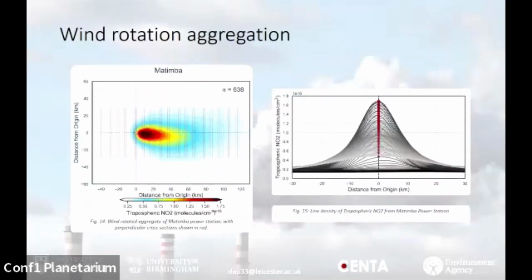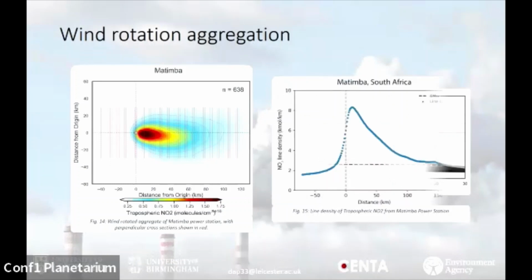So once we've got that wind-rotated average, this one on the left is for Matimba Power Station in South Africa. I've chosen this as it's a well-isolated site. It's pretty large in terms of emissions. We get a lot of cloud-free observations, and we do have up-to-date reported emissions from the site operator. So what we do is we take evenly spaced transects that are perpendicular to the axis of rotation, which gives us the plot on the right, where each one of those lines is one of the transects. And we integrate beneath these black lines to give us our tropospheric line density, given here, where each one of these points is the integral of one of those lines.